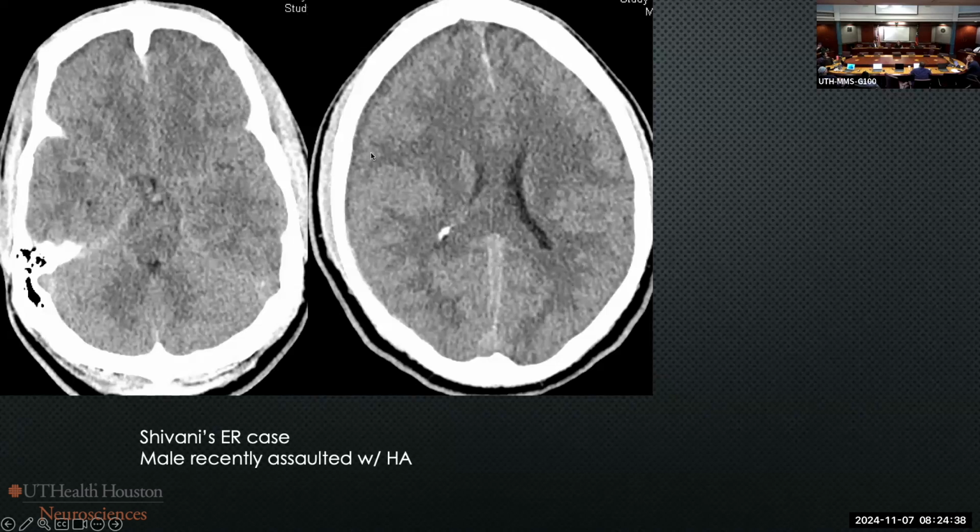And then I see this abnormal finding. What is this? Why is the collection subdurally not the same density as this? If this was just another subdural, that would be kind of weird. So maybe it's the venous sinus. So anyway, Shivani, what did you find when you went in and looked at it? What did they tell you?